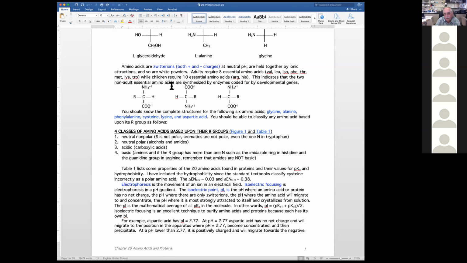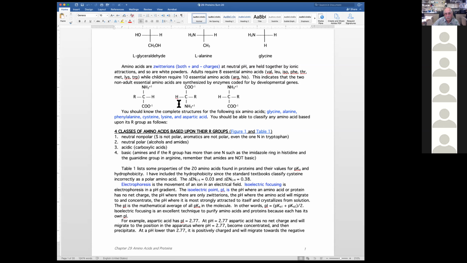Adults need 8 essential amino acids, children need 10. The significance of that is that 2 non-adult essential amino acids are synthesized by enzymes coded for by developmental genes. So as children get older, they develop the ability to synthesize 2 more amino acids, arginine and histidine. Those genes were there all the time, but they were turned off in children up until a certain age.